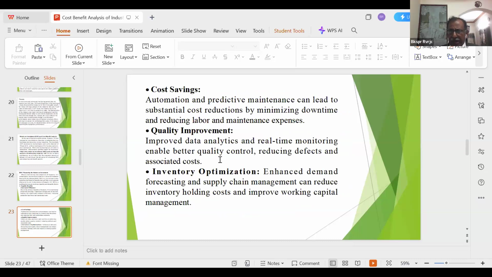The improved data analytics and real-time monitoring enable better quality control, reducing the defects and associated cost. Fourth one is inventory optimization. Enhanced demand forecasting and supply chain management can reduce inventory holding cost and improve working capital management.